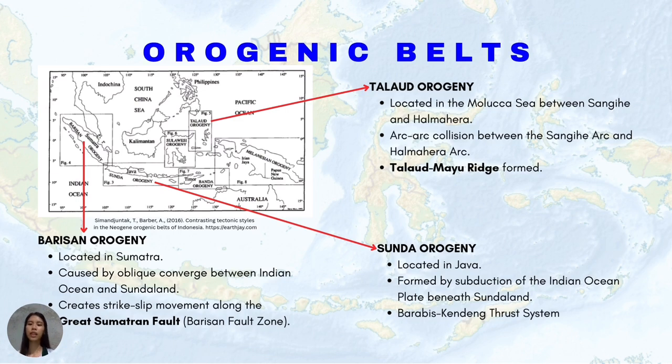Next is the Talaud orogeny. It is located in the Molucca Sea between Sangihe and Halmahera. The arc collision between the Sangihe Arc and Halmahera Arc.